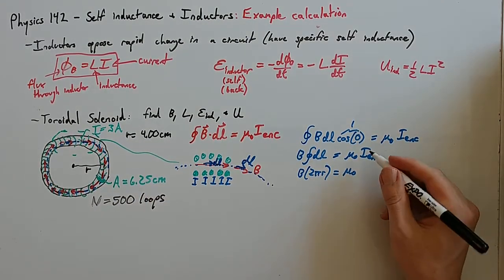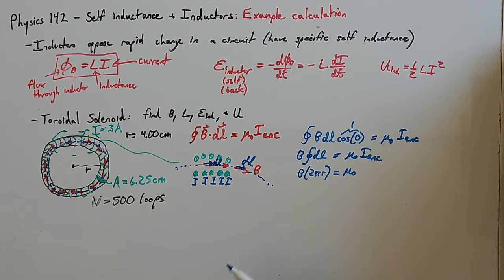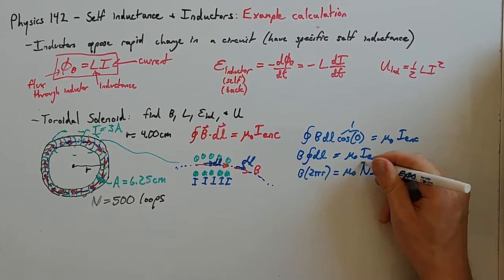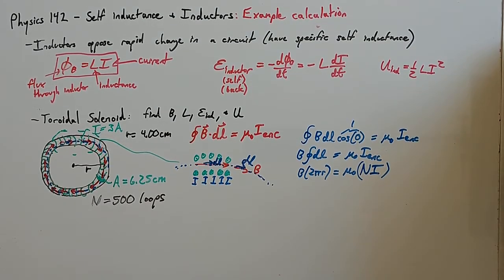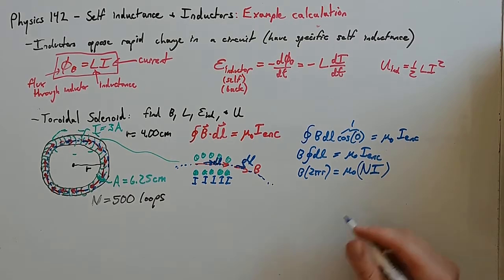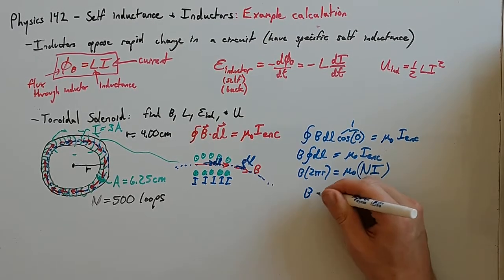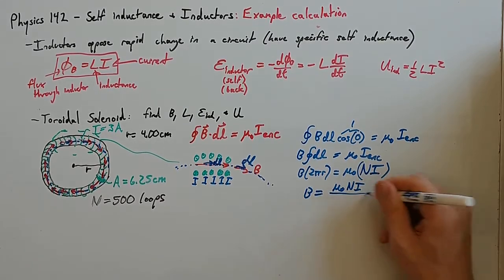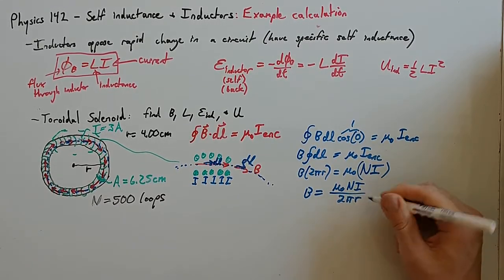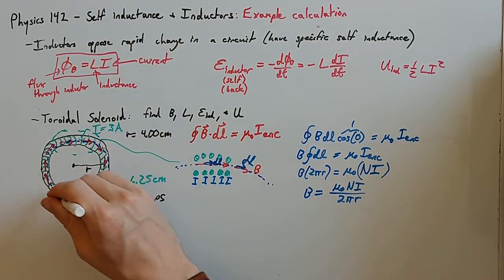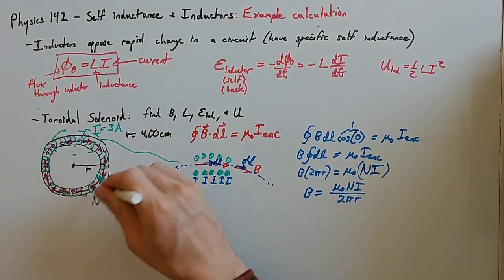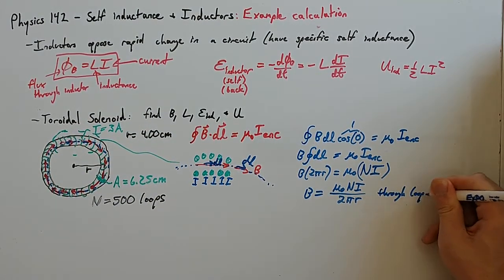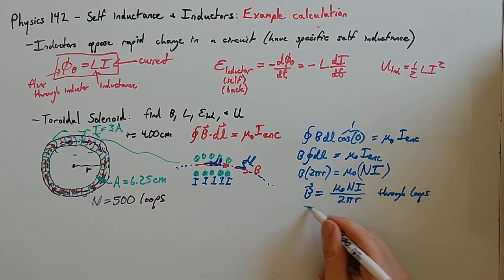So I enclosed is then just going to be, well, how many I's do I have? Well, I have n of them, right? N times I. That's my I enclosed. And so then if I go ahead and solve for B, what I end up getting is just mu naught times n times I divided by 2 pi r, where the direction here is just through the loops, right? Through the loops. All right, so there, that's my B field.